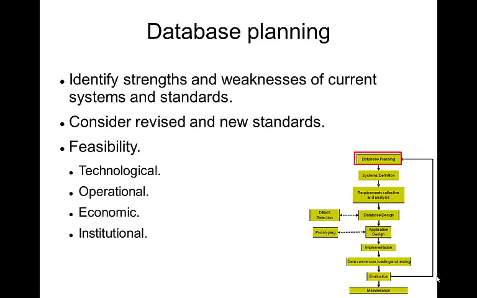So under feasibility, there are 4 identified issues. Technological: do you have access to the technological equipment required to deliver the system? The servers, the software, etc. Do you have the skills in your workforce to undertake this development? Are you going to need to outsource the work? So there are technological hurdles.